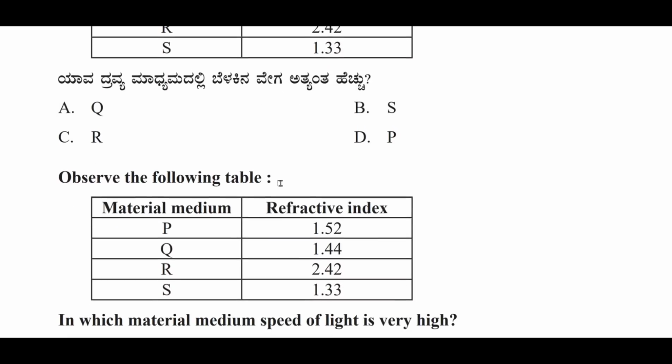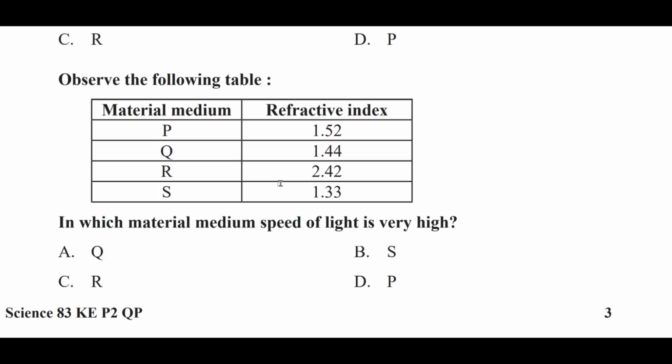Next question. Observe the following table. Material medium and refractive index. Material medium P has refractive index 1.52, Q has 1.44, R has 2.42, and S has 1.33. In which material medium is the speed of light very high? We know that refractive index n equals c divided by v, where n is the refractive index and v is the speed of light in the medium. If refractive index increases, the speed of light in the medium decreases.